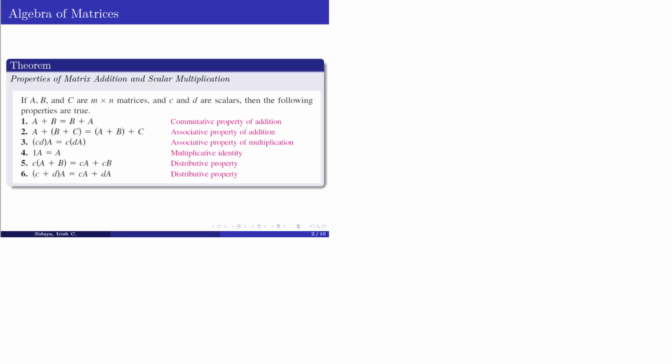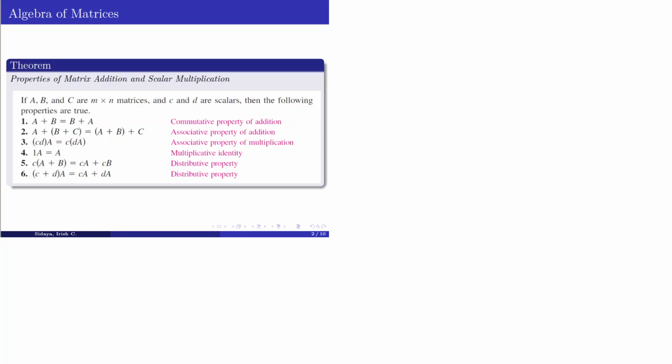Now let us continue our discussion for lesson 3. We will discuss now the properties of matrix operations. First, we have the properties of matrix addition and scalar multiplication.